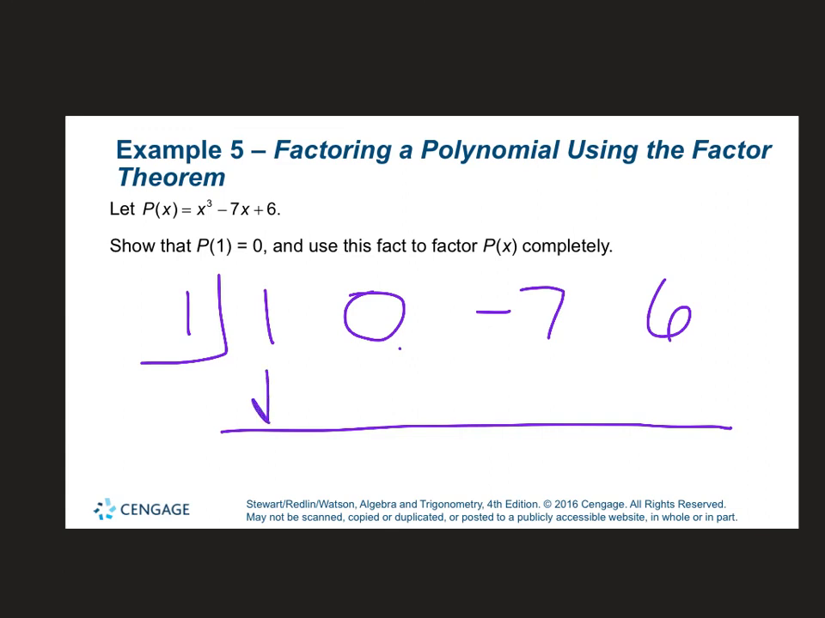So if I do my synthetic division, I bring down 1. 1 times 1 is 1, and 0 plus 1 is 1. So 1 times 1 is 1. -7 plus 1 is -6. -6 times 1 is -6. -6 and +6 is 0.